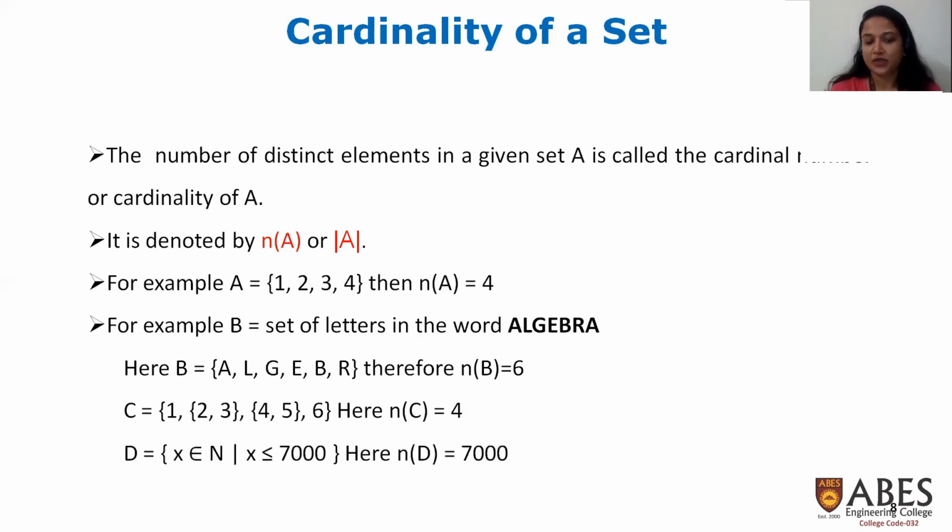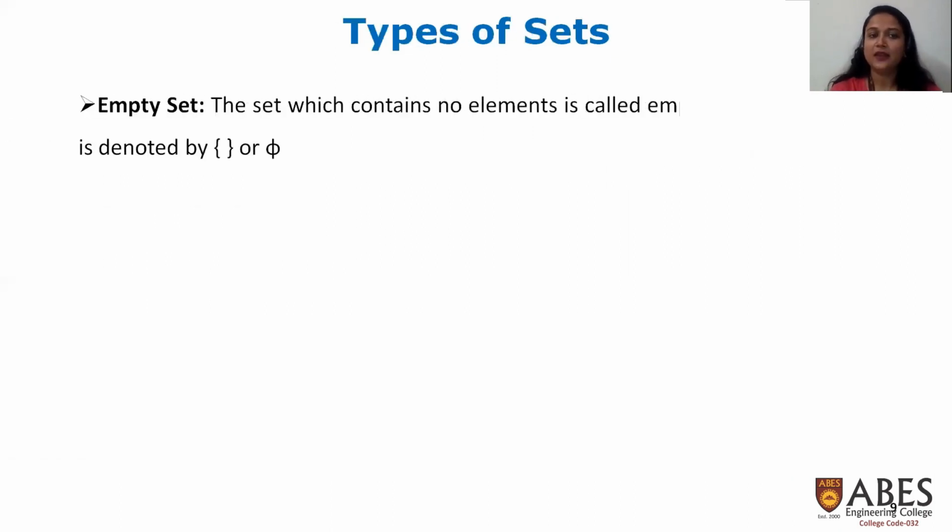If a set builder notation form is given where you have to find the cardinality, in that case, x belongs to natural number and it is less than or equal to 7,000. So we can count from 1 to 7,000, therefore the cardinality will be 7,000. There are various types of set based upon the cardinality, based upon the behavior.